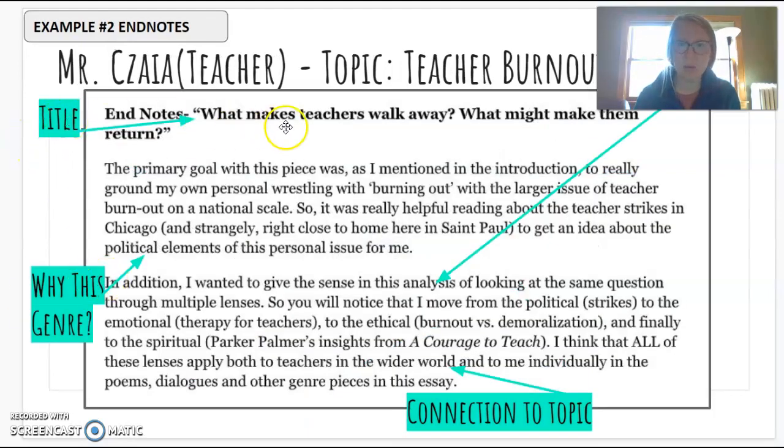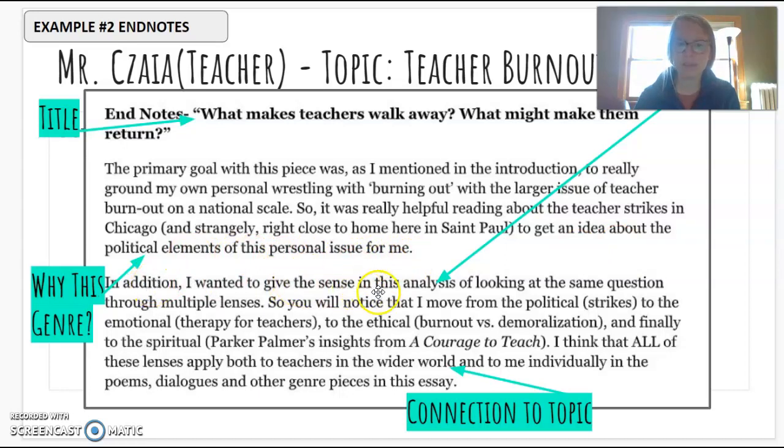The title, What Makes Teachers Walk Away? What might make them return? The primary goal with this piece was, as I mentioned in the introduction, to really ground my own personal wrestling with burning out with the larger issue of teacher burnout on a national scale. So it was really helpful reading about the teacher strikes in Chicago and strangely right close to home here in St. Paul to get an idea about the political elements of this personal issue for me.